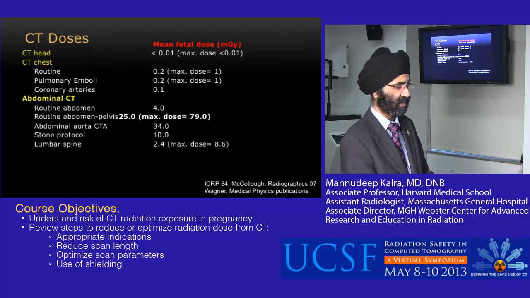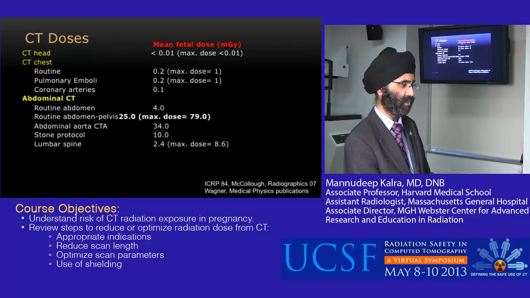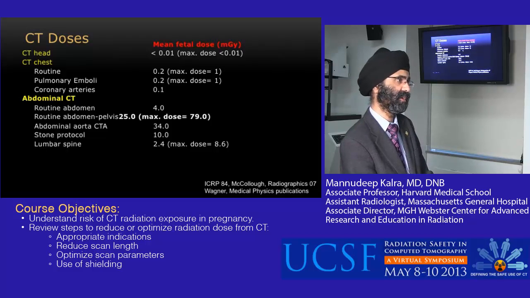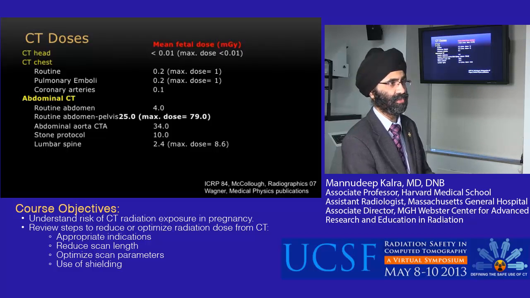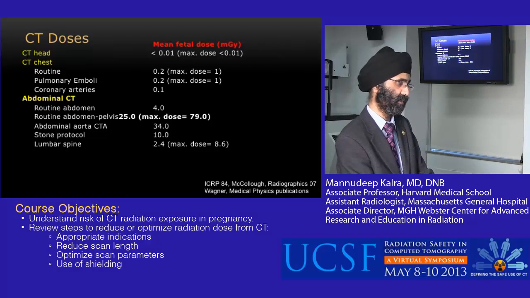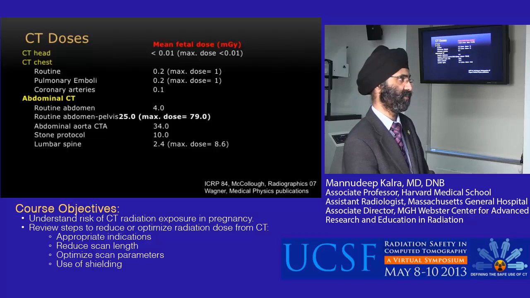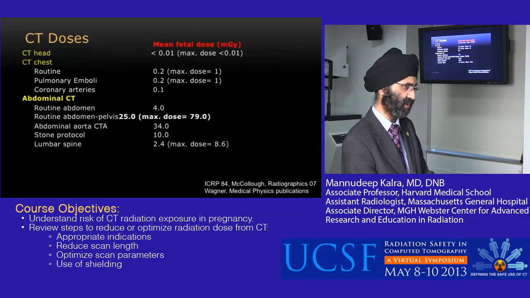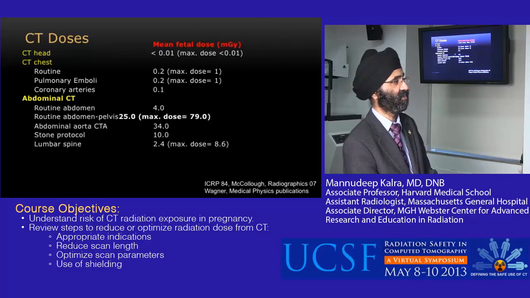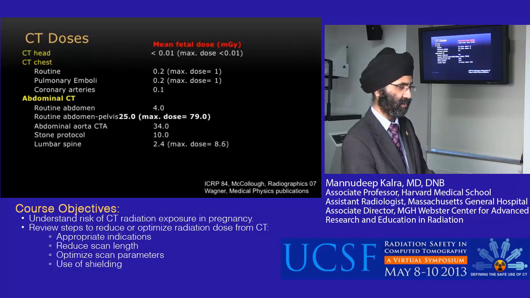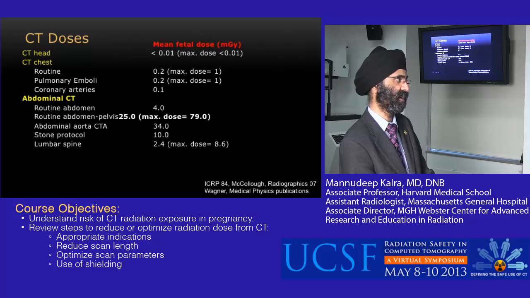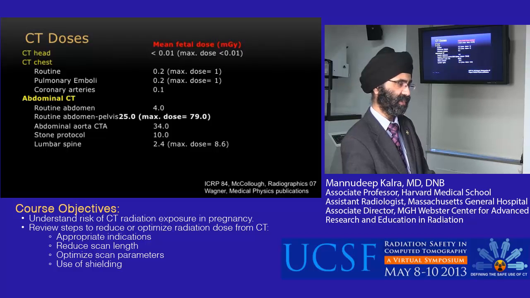For chest CT, again, the doses are less than 0.1 to 0.2 milligray when the mother has a CT, either a routine CT or a pulmonary embolism CT or CT for evaluation of coronary arteries. For abdominal CT, the doses are considerably higher. For example, for a routine abdomen pelvis CT, the doses can be about an average of 25. Now, that's one of the higher doses with abdominal CT, and abdominal aorta CTA can have even higher doses, predominantly because it's a multi-phase study.